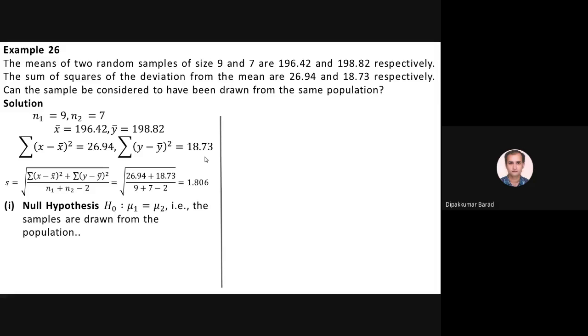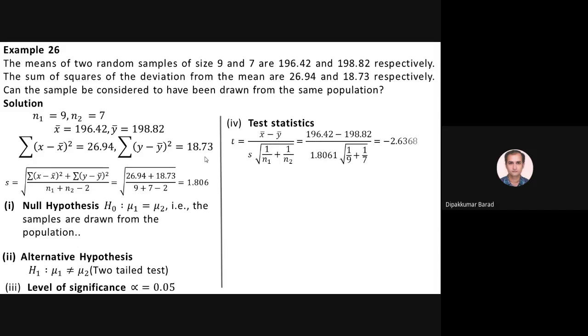So the null hypothesis H0 is mu1 equal to mu2, that is, the samples are drawn from the same population. The alternative hypothesis is mu1 not equal to mu2, which means the means are not the same, the samples are different. The level of significance is alpha equal to 0.05. Now t we can calculate: as we have already calculated s, t is x bar minus y bar upon s into the square root of 1 upon n1 plus 1 upon n2.